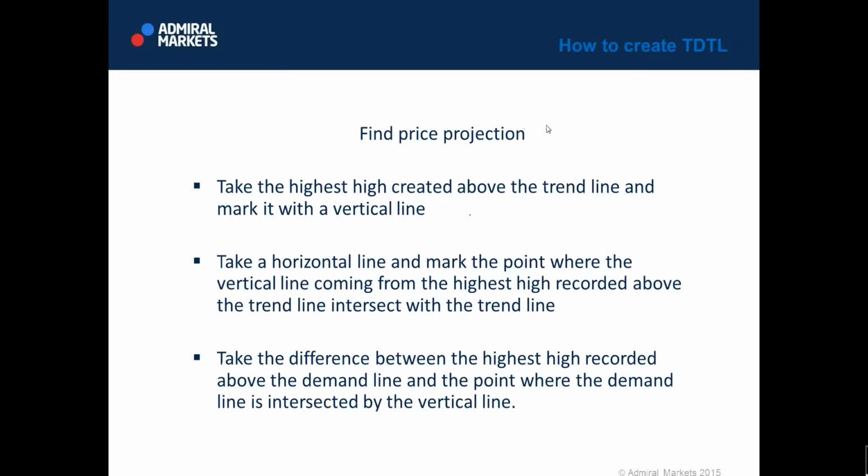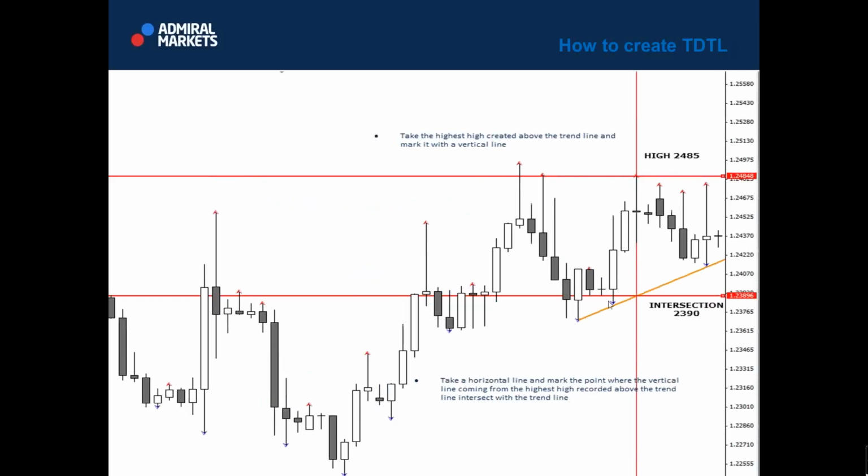What did we say? Step by step. Take the highest high created above the trend line and mark it with the vertical line. So we trade this approach. This is the Tom DeMark trend line. We have lows, even 3 lows. He says 2 lows, but in this example it's perfectly fine to have 2 lows, because we started from point 1 to point 2. Now this is point 1 and this is point 2.